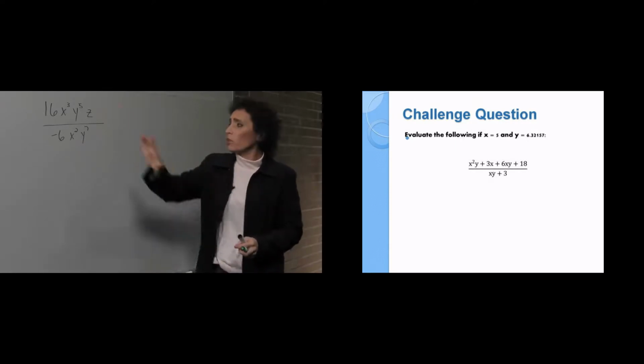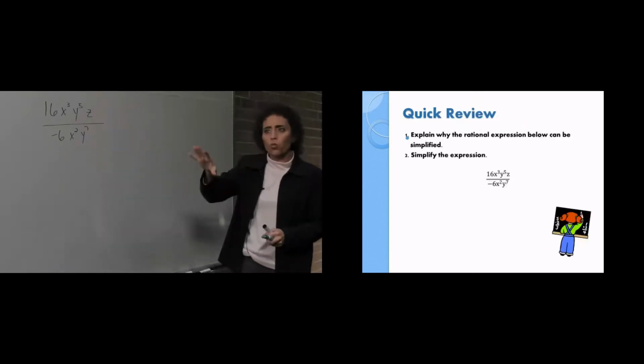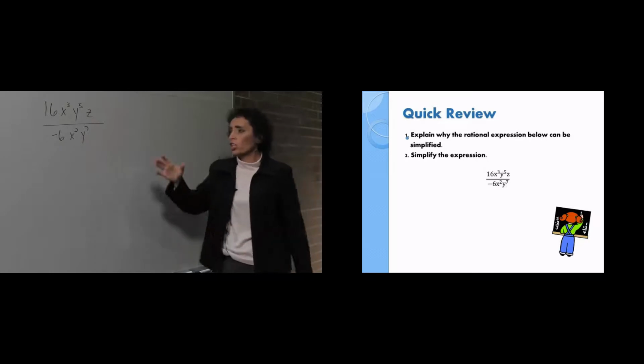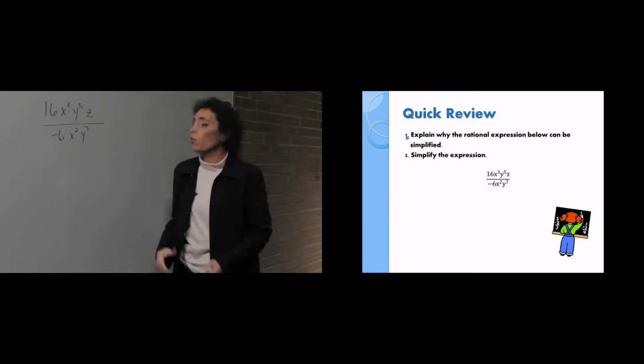To show you there is, I want to start with this problem. Take a look at this, and it says, explain why the rational expression can be simplified, and then simplify it. Okay, so let's explain why it can be. And you're going, what do you mean explain why it can be? I know it can be. Well, why can it be?